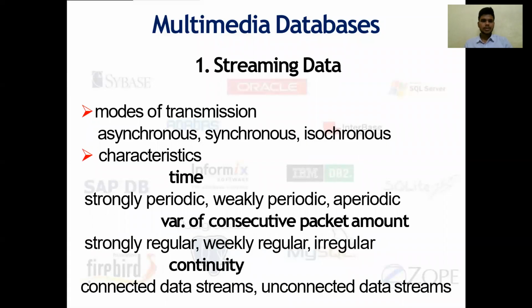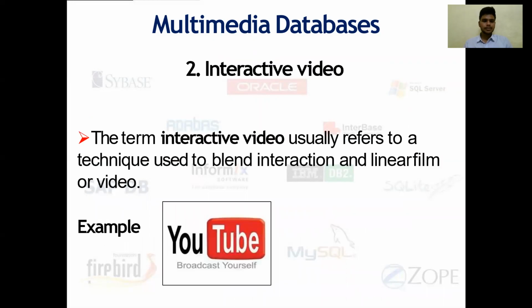Next, going on with streaming data. Mode of transmission: the mode of transmission for streaming data is asynchronous, synchronous, or isochronous. Characteristics: time is the main characteristic for streaming data. Strongly periodic, weakly periodic, variable consecutive packet amount, strongly regular, weakly regular, irregular continuity, connected data streams, unconnected data streams. They are present in the streaming data as you see in the PDF.